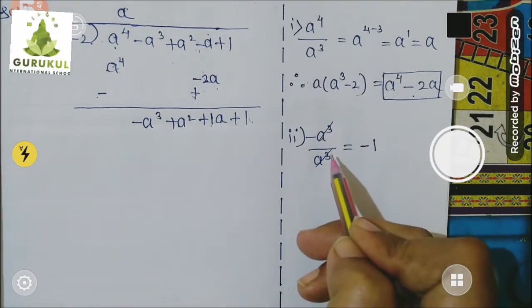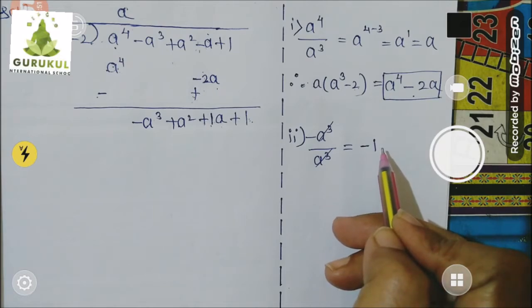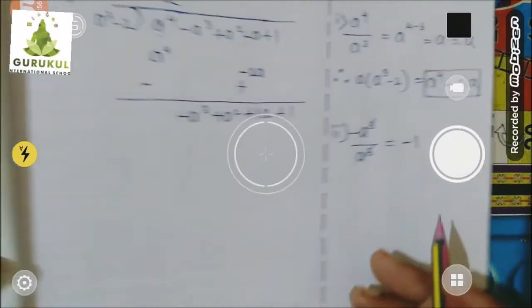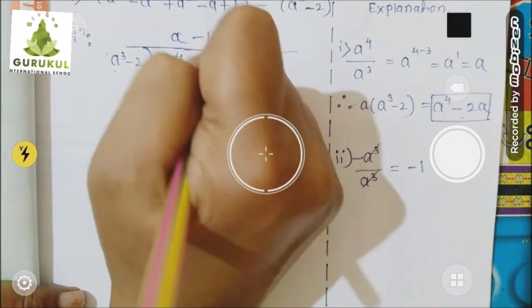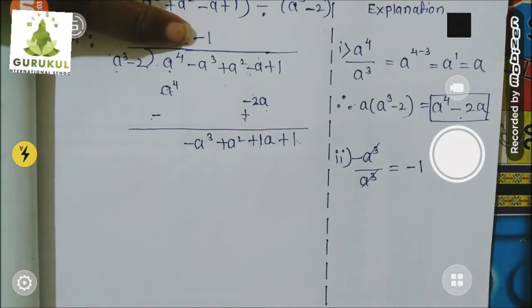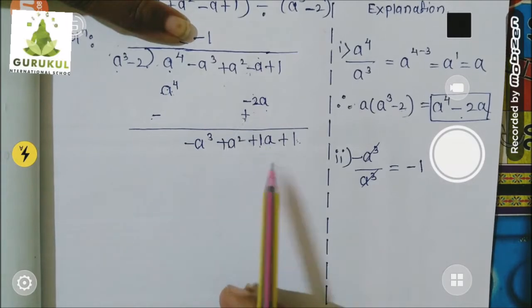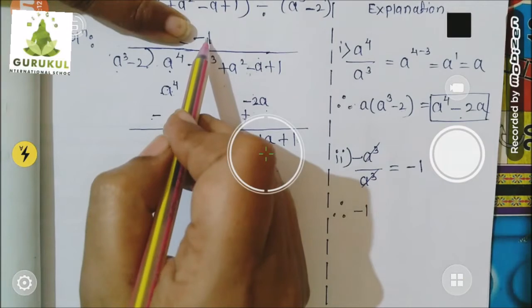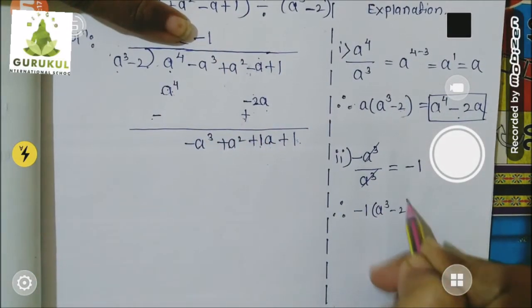A raised to 3 minus 3, 0. It means what? A raised to 0 is 1. So you can write 1 only over here. And this coefficient is also 1. So 1 into 1, 1. Okay. That is up to you. So minus 1 you write down over here. You know the process. And then product of minus 1 and this we will write down over here. So I will put therefore sign over here. And minus 1 multiplied by a raised to 3 minus 2.